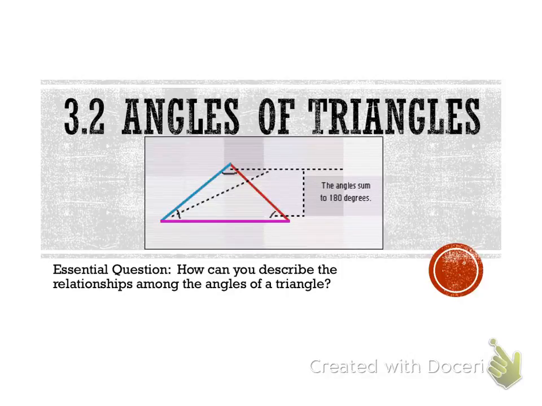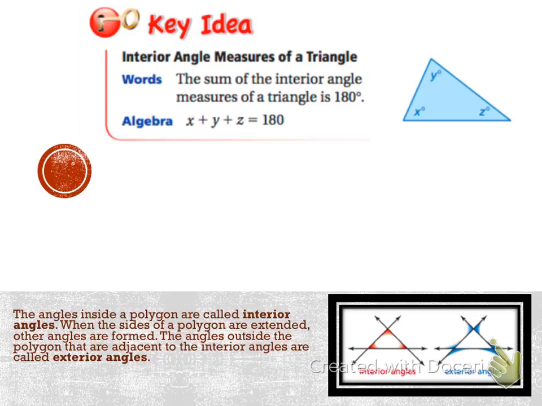This is lesson 3.2, angles of triangles. The essential question here is how can you describe the relationship among the angles of a triangle? Now our key idea here is that the sum of the interior, meaning inside, angle measures of a triangle are 180. So if you add all the angles up, you should always equal 180 on a triangle.